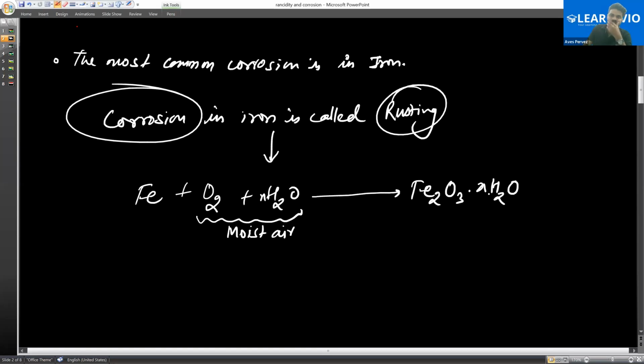So this is the formula of rust. xH2O is a variable; it can be 7, it can be 5, it can be something else. During the rainy season, if the iron is not painted, we see a brown colored coating of rust over iron substances or anything made up of iron. It can be a grill, it can be anything. If it is made up of iron, it gets rusted.